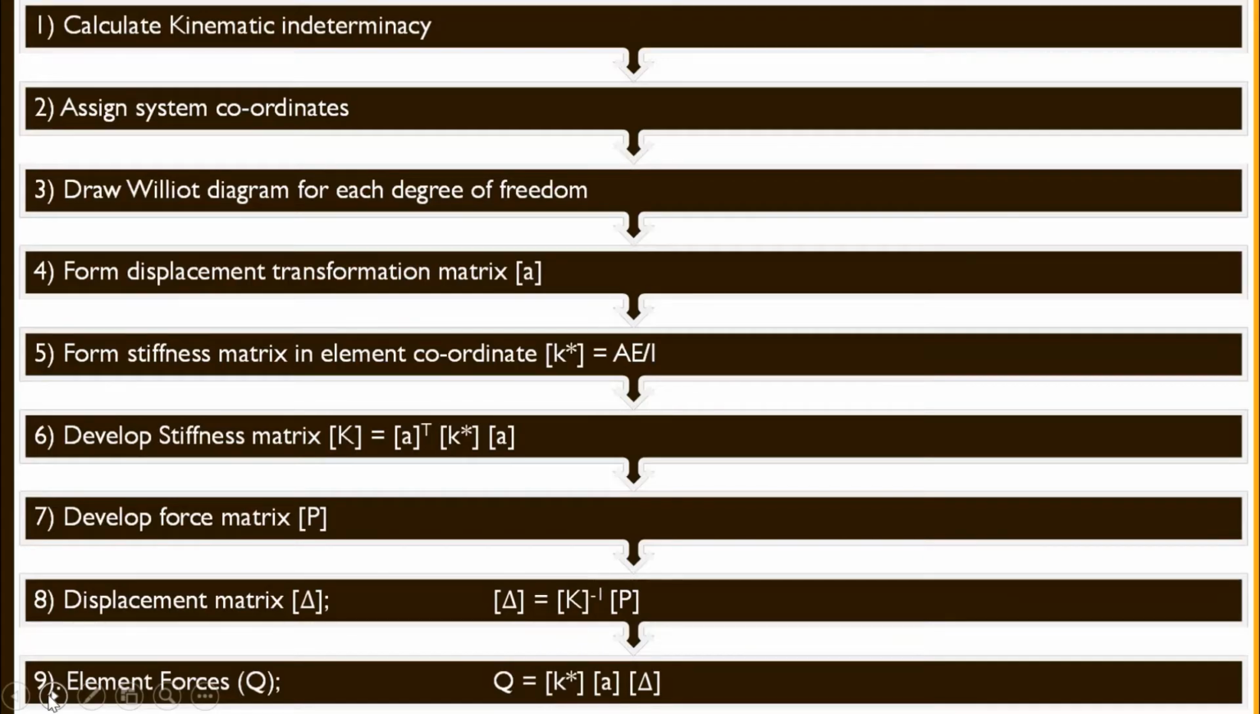Then we will draw a virtual load diagram for each degree of freedom, or for each system coordinate. From this virtual load diagram, we will get the values for the displacement transformation matrix. I will discuss these 2 points using an example. And the fifth step, as always, is to develop the stiffness matrix in element coordinates, or the element stiffness matrix.